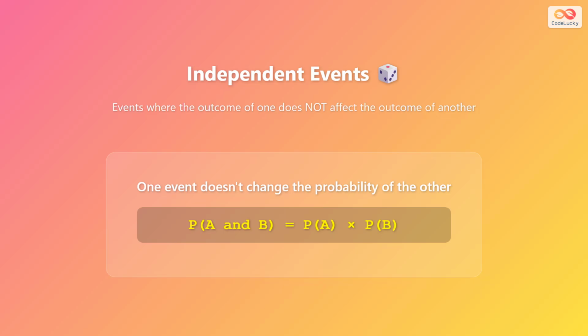Now let us discuss independent events. Independent events are those events where the outcome of one event does not affect the outcome of another. So one event doesn't change the probability of the other. The formula for calculating the probability of two independent events A and B occurring is probability of A and B equals probability of A times probability of B.